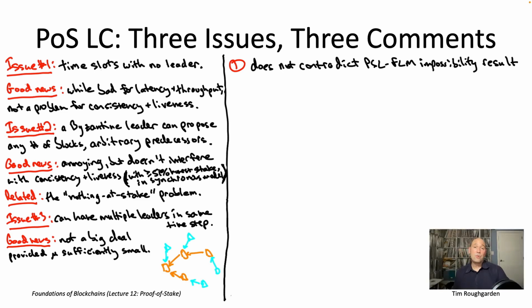We also talked through why the hexagon argument for the PSL-FLM impossibility result, and where it breaks down in the proof of work case. The idea was this costly simulation. If you remember the way the hexagon argument worked, a Byzantine node had to be capable of simulating simultaneously the behavior of 4 different honest nodes.